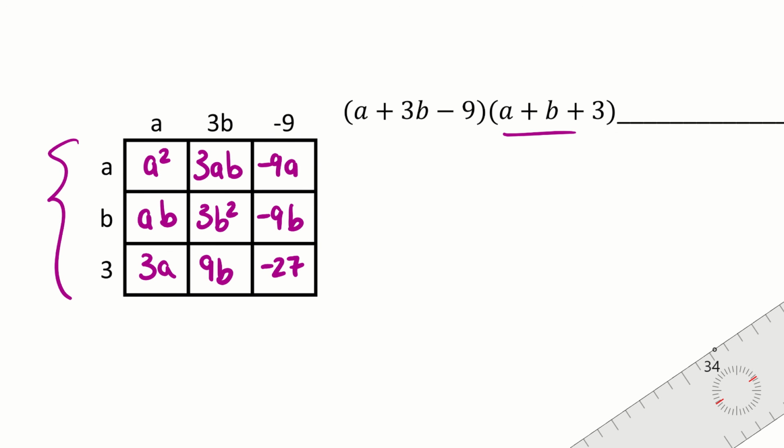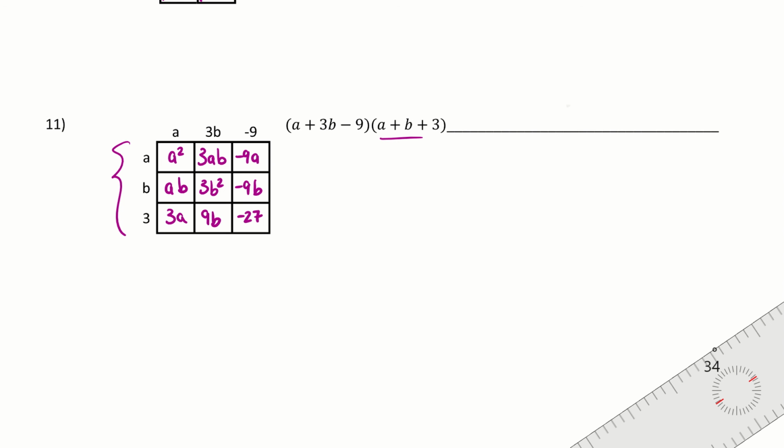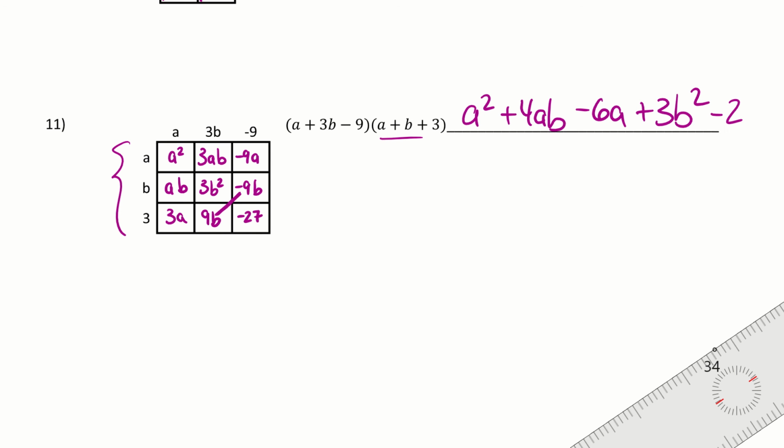And if I do that, I end up with, let's see, the a times a would give me the a squared. And then I've got a positive ab and 3 more abs, so that's 4ab. And then I've got a 3a and a negative 9a, so I'm going to call that negative 6a. Then I've got a 3b squared. Then I've got this 9b and a negative 9b, which cancel out completely, right? So the last thing I have here is a negative 27.